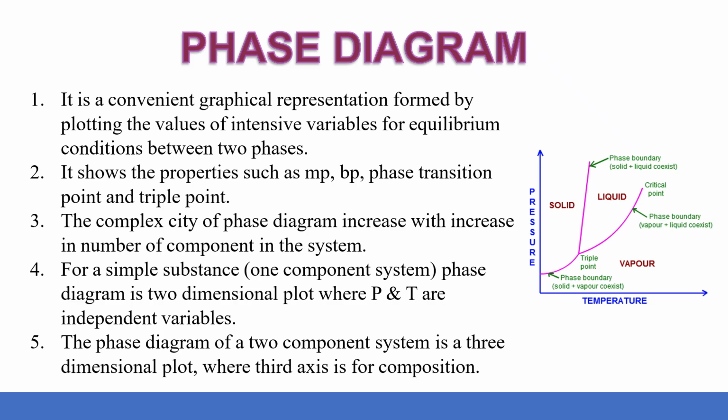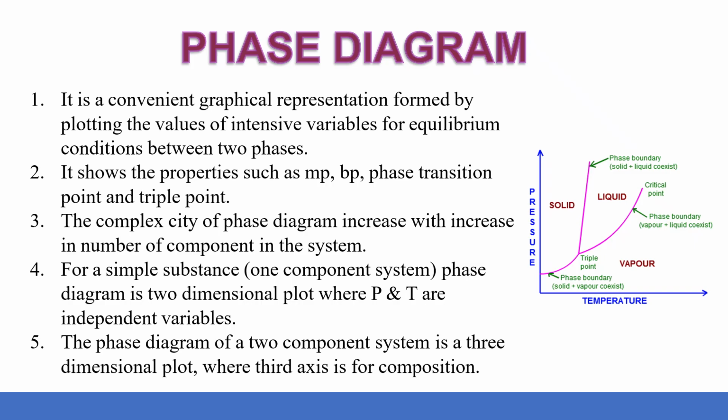A phase diagram is a graphical representation formed by plotting the values of intensive variables such as temperature and pressure for the equilibrium conditions between two phases. It shows properties such as melting point, boiling point, phase transition point and triple point. The complexity of a phase diagram increases with an increase in the number of components in the system.